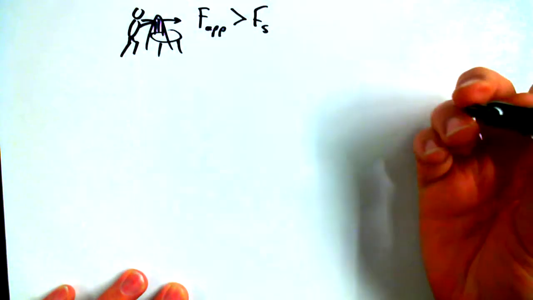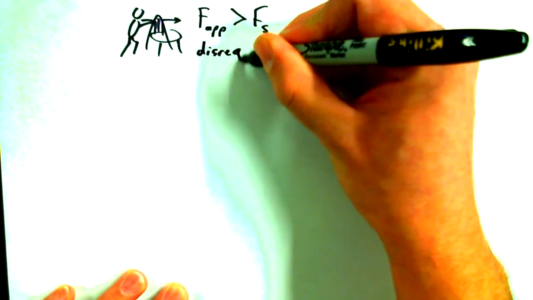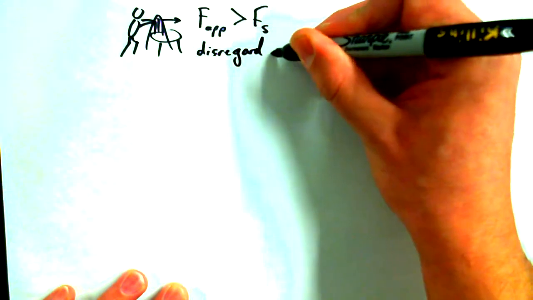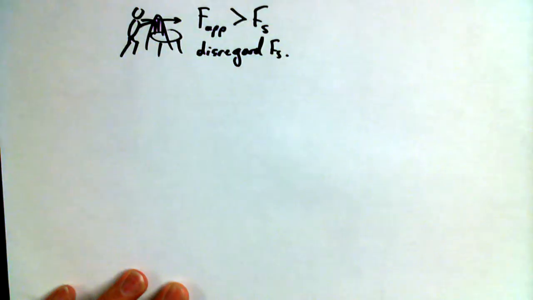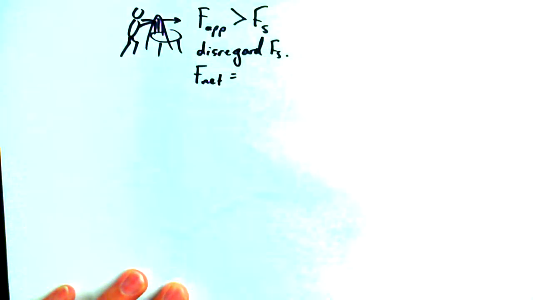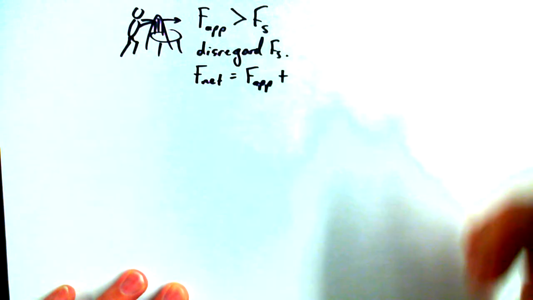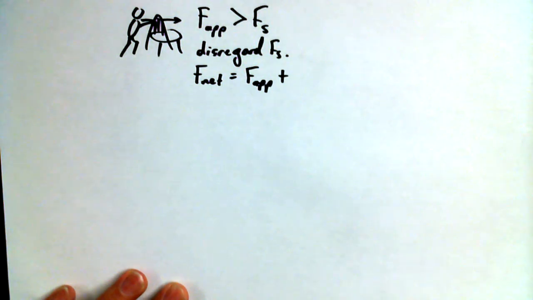Once the F applied does exceed the Fs, now we would disregard Fs, and you would get the chair moving. Well, no, then you would talk about what the F net is, and the F net in this case would be the applied force plus, not the Fs, but what would you say?